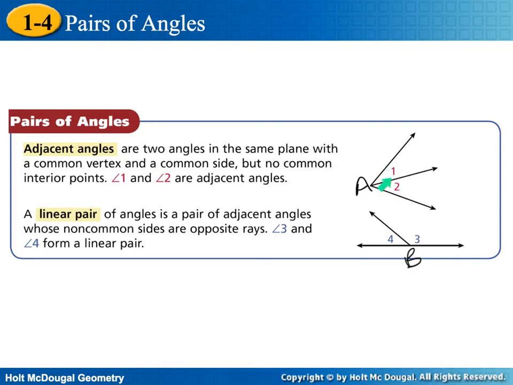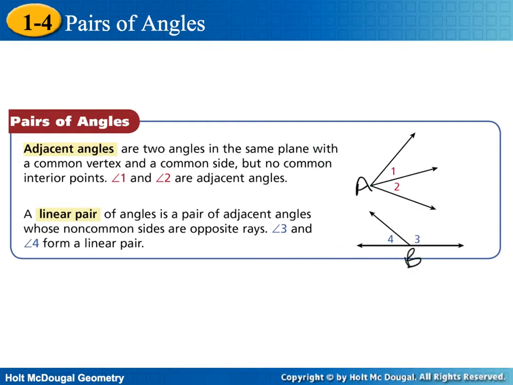So these ones do not form a linear pair because the lines don't go on and on. If I would have drawn a line out like this, perhaps a little better than that, then that would be a linear pair. But this one is adjacent because they don't form that straight line. And this is a linear pair because they do form the straight line. So 3 and 4 form a linear pair.